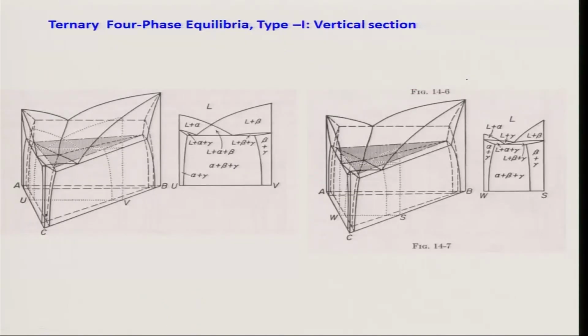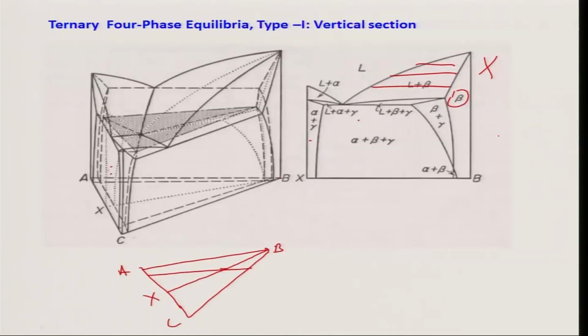This is one such way. There is another way of taking it, which is shown here. WS here is parallel to one of the sides of the Gibbs triangle AB, and if you take it, it is exactly similar, except that because you have taken along the side, not from the corner of the triangle, you have beta plus gamma and alpha plus gamma on both sides. Then liquid plus alpha plus gamma and liquid plus beta plus gamma above that. Then above that you have liquid plus alpha and liquid plus beta. It is similar to the one before; this side is getting repeated on the right side.